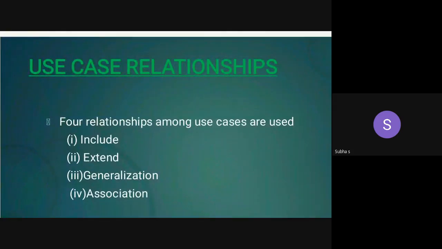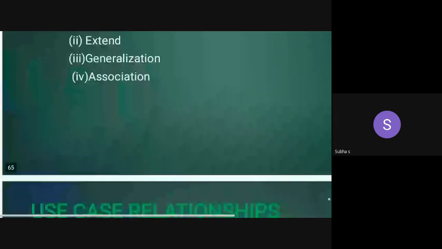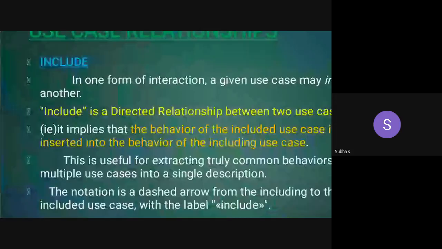Okay, so in addition to that, here a use case relationship was there, especially the use case relationship that is involved in the use case diagram. Here especially the include, extend, generalization, and association. Four relations are there. We have to see one by one. That is, the first thing is the include.